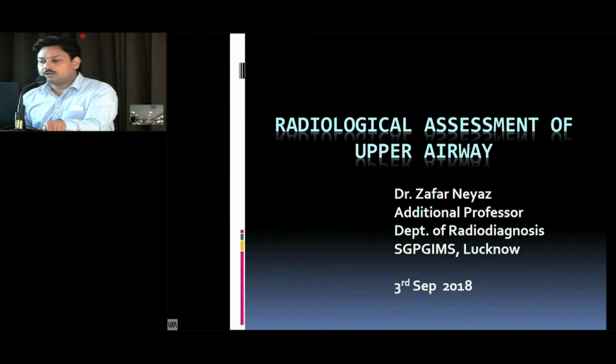Radiological assessment of upper airways. I will not be going into the diseases which affect the airway, but what are the ways by which we can visualize the airway by using the radiological modalities. So I will be talking more on the technique part, not on the disease part.